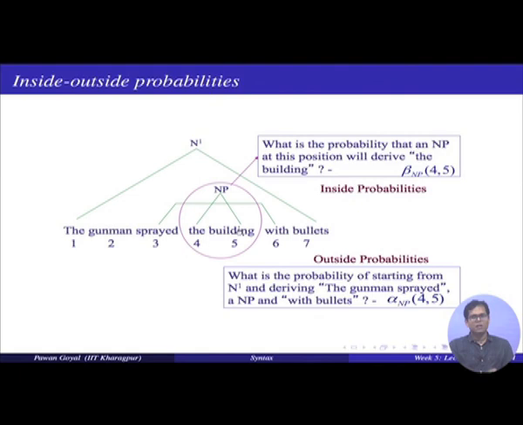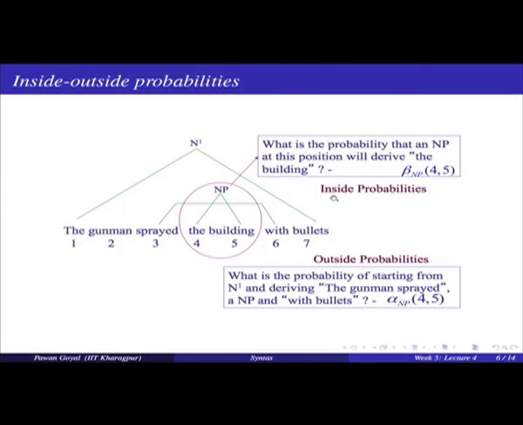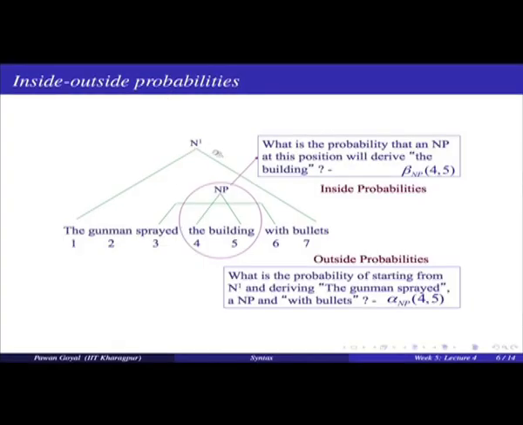So, now what do you mean by inside probability? Inside probability is the probability that this non-terminal NP at this location derives the sequence "the building". This is my inside probability. And what will be the outside probability here? That is, starting from N1, I can derive the sequence "the gunman sprayed", this NP, and "with bullets". This is my outside probability.